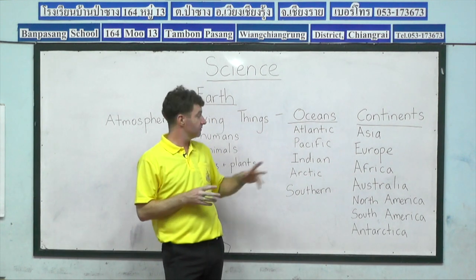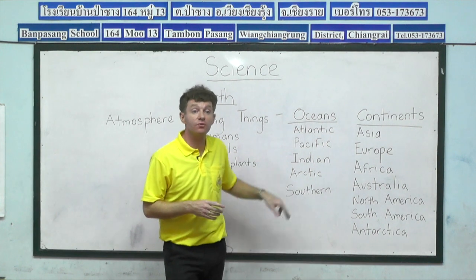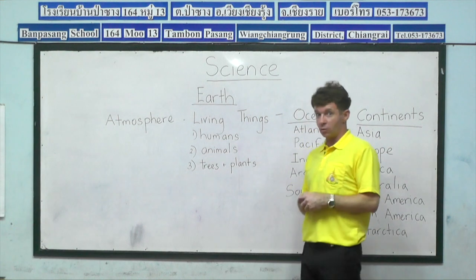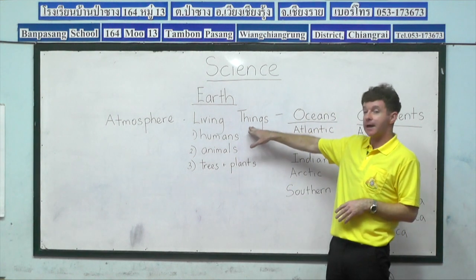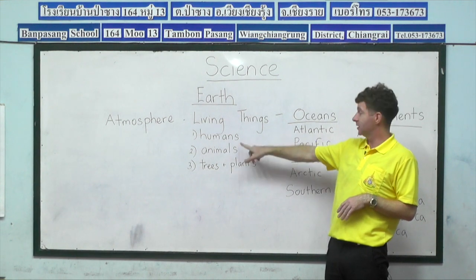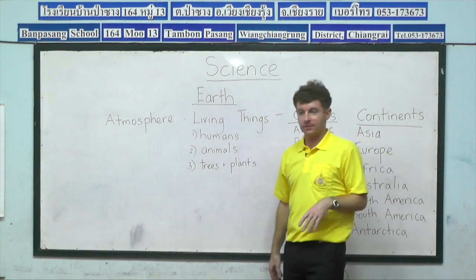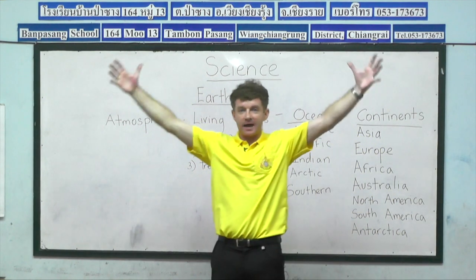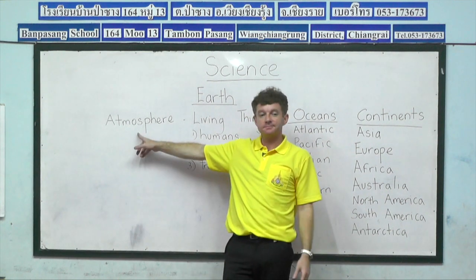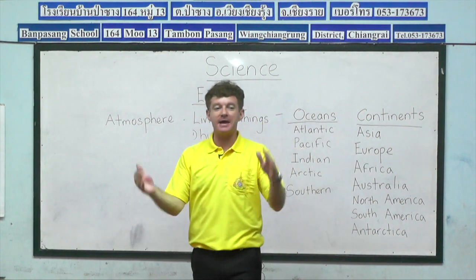Our five oceans: Atlantic, Pacific, Indian, Arctic and Southern Ocean, sometimes known as Antarctic Ocean. And on Earth, we have three types of living things. We have humans, animals, trees and plants. And what's the big protective bubble that surrounds our planet that keeps us alive? Atmosphere. Excellent, guys. Very good recap. Well done.